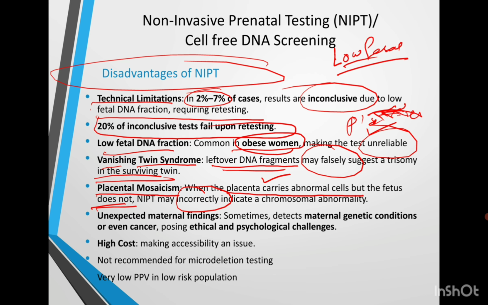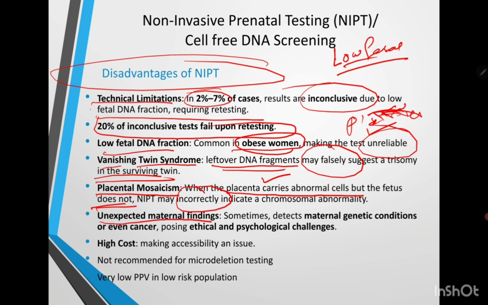Then vanishing twin syndrome. There will be leftover DNA fragments from the dead baby, which will cause a wrongly high chance of falsely detecting trisomy 21 in the surviving twin. Placental mosaicism, where the placenta has a defect: placentas carry abnormal cells but the fetus doesn't have them, so it will incorrectly report a chromosomal abnormality.